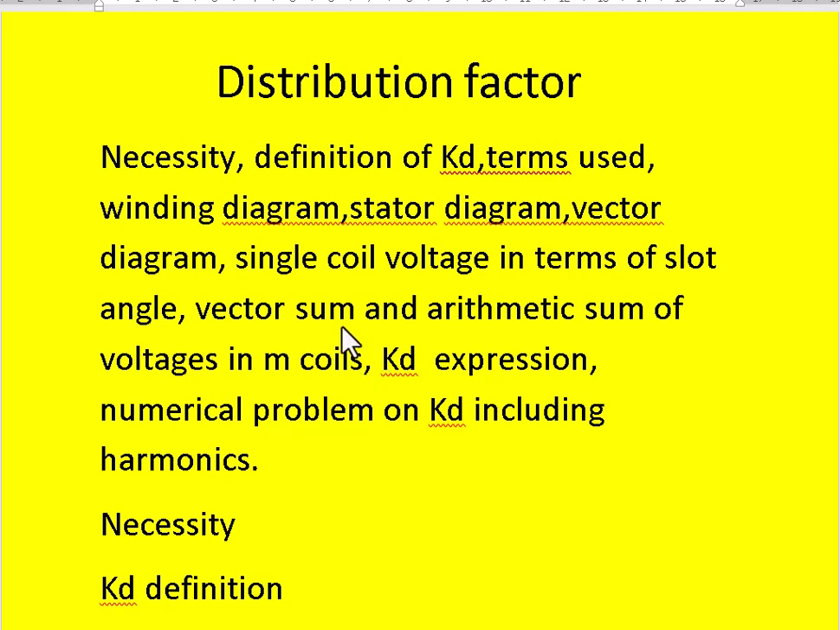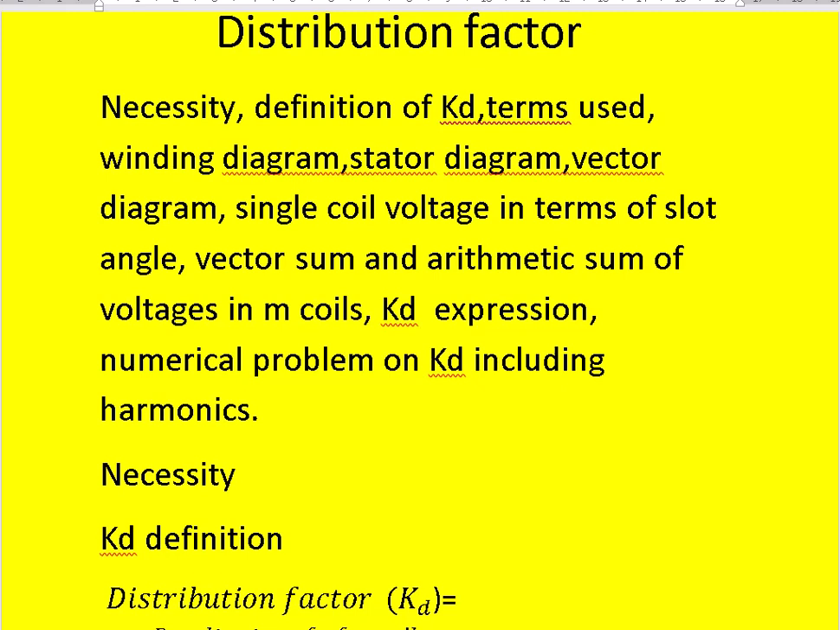analysis the vector sum of all coils, that is M coils, will be discussed, and the same thing is also extended to calculate the vector sum of all the coils. And next, the distribution factor expression will be covered, and that will be calculated in terms of the beta, and based on this expression a numerical problem will be discussed, and that includes the harmonics if they are present.